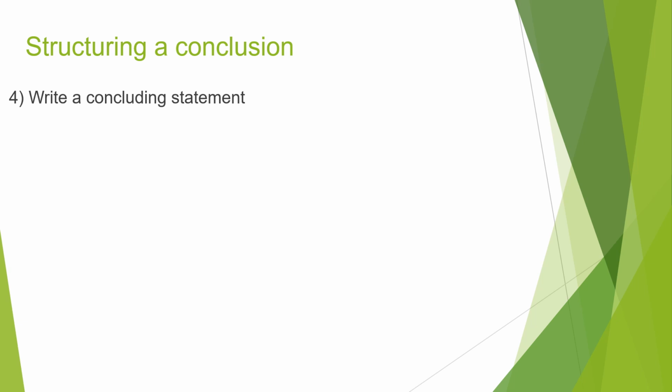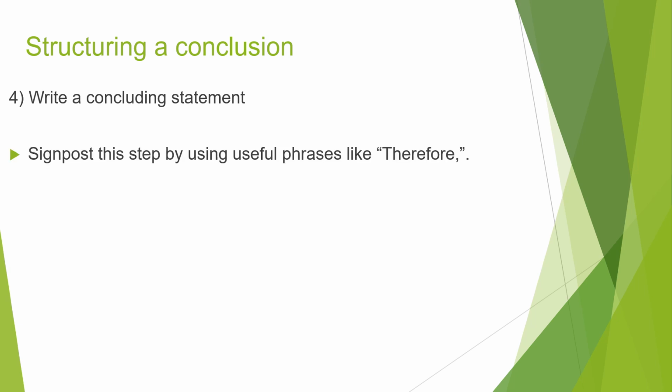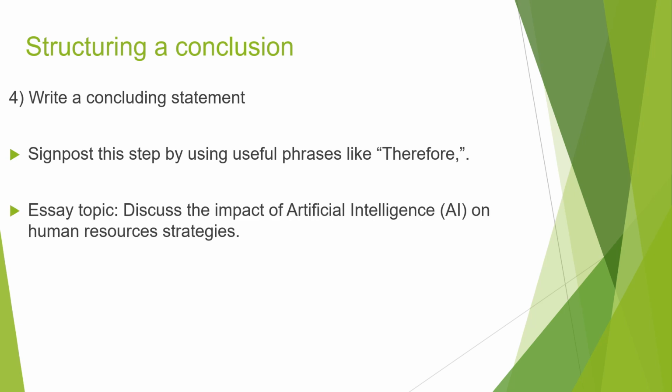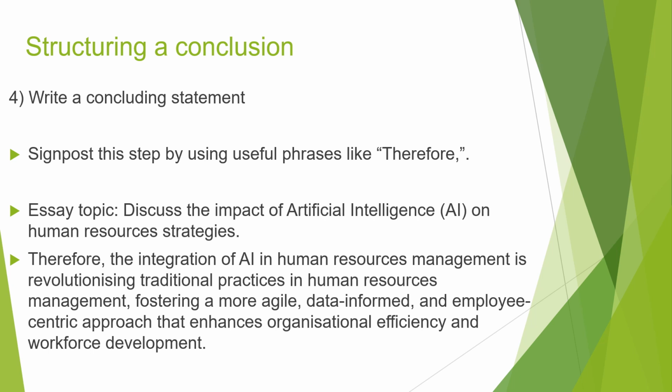The final step in writing a conclusion is writing a concluding statement. This is the final sentence of your essay, so make it effective. Write something for the readers to remember about your essay. You can signpost this step by using phrases like "therefore." So if we take that example again that we provided earlier, that could be my concluding statement for this essay.